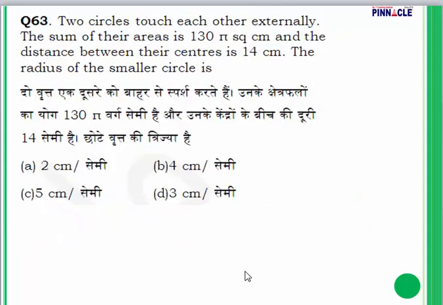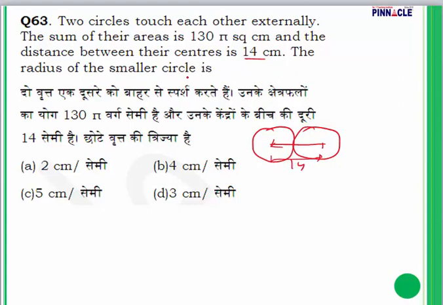And next question number 63. Two circles touch each other externally. The sum of their areas is 130 pi, and the distance between their centers is 14. See, these are two circles touching each other, and the distance between their centers is 14.